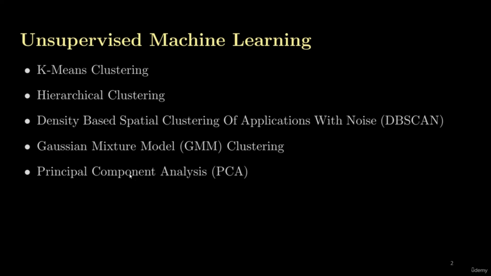PCA is the technique which is used to reduce the feature dimension of the input data. So these are the 5 sections which are present in the unsupervised machine learning component of the course. So in the next 5 sections of this course, we are going to learn about unsupervised machine learning. I hope you will learn a lot about unsupervised machine learning.